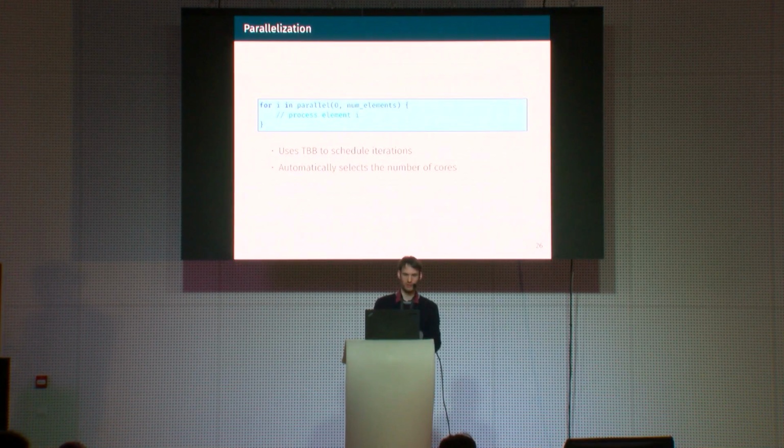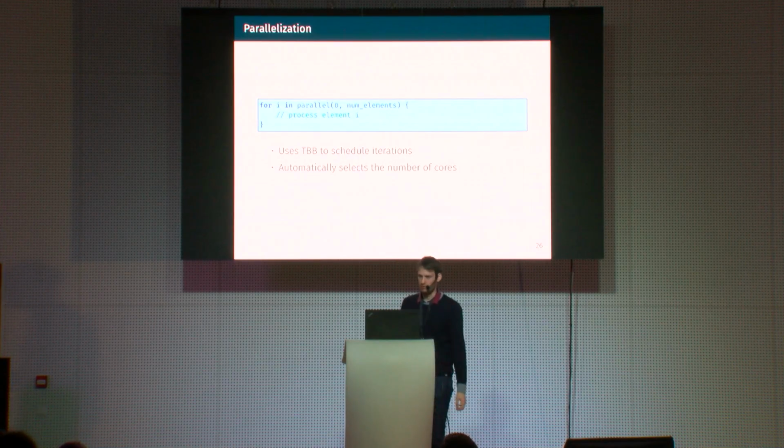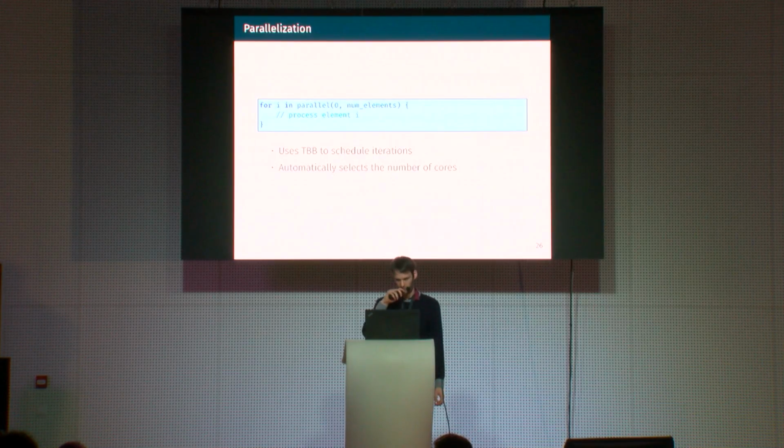Now, you can also do parallelization. You just annotate your loop by saying it's now parallel, please execute this on several cores. And under the hood, we're using TBB, so Intel Threading Building Blocks, to schedule iterations.